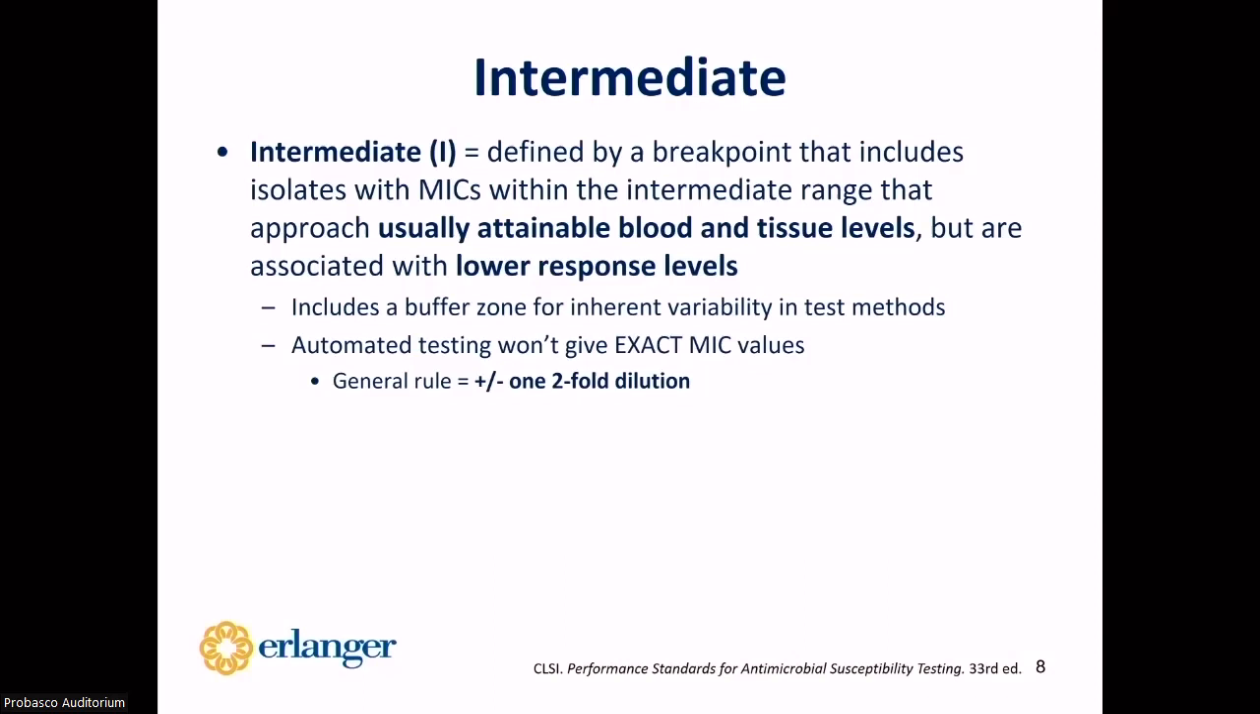So the intermediate breakpoint indicates we will likely attain appropriate blood and tissue levels, but we'll have a lower chance at seeing a response. The value itself includes a buffer zone for variability between different testing methods as well as different practice sites. And additionally, we can see automated testing as sort of a trade-off. We sacrifice always obtaining an exact MIC value for the major boost of convenience and efficiency, really. For this reason, an MIC may fluctuate plus or minus 1-2-fold dilution.